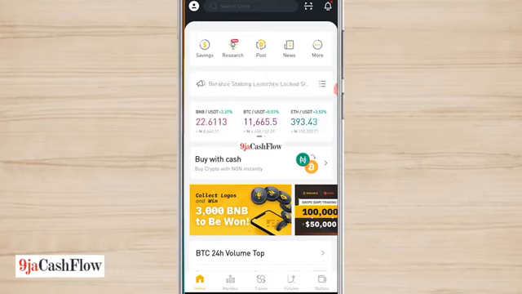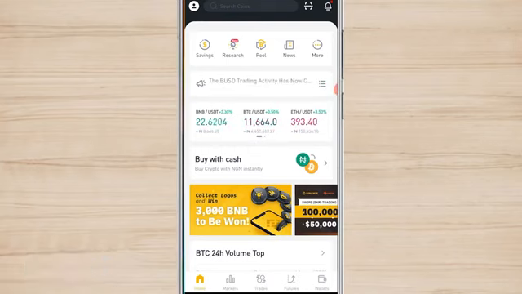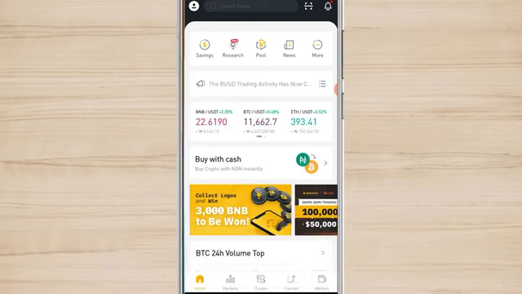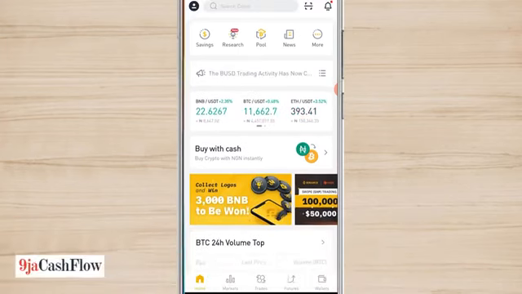Hope you are good. In this video, I want to show you how to use the Binance Futures feature on the Binance app. That is how you can trade Binance futures using their mobile app.